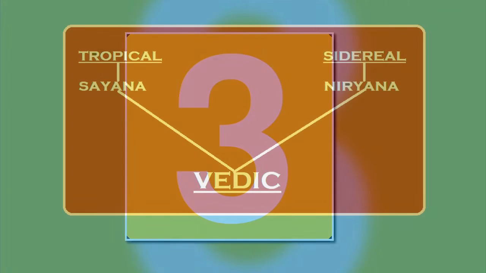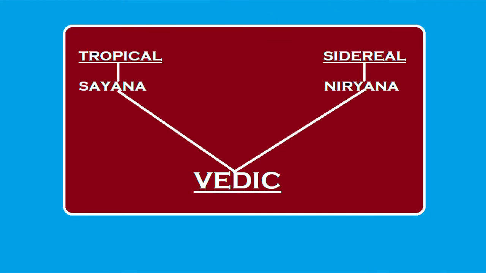First, let's make it clear. Both the tropical and sidereal charts are Vedic. Unlike claims made by many people that the tropical chart is a Western chart. But it is not true. In Vedic times, the tropical chart was called Sayana Rashi, and the sidereal chart was called Nirayana Rashi.